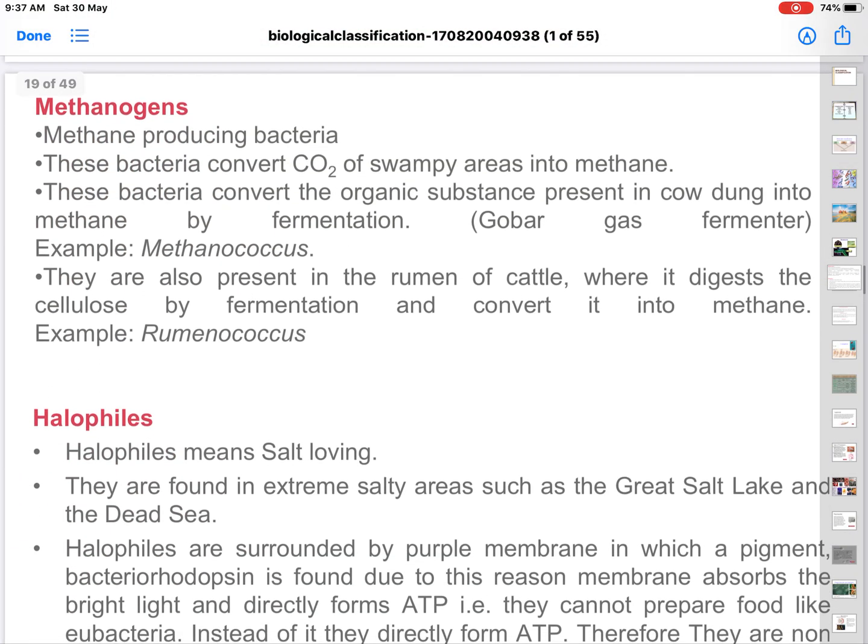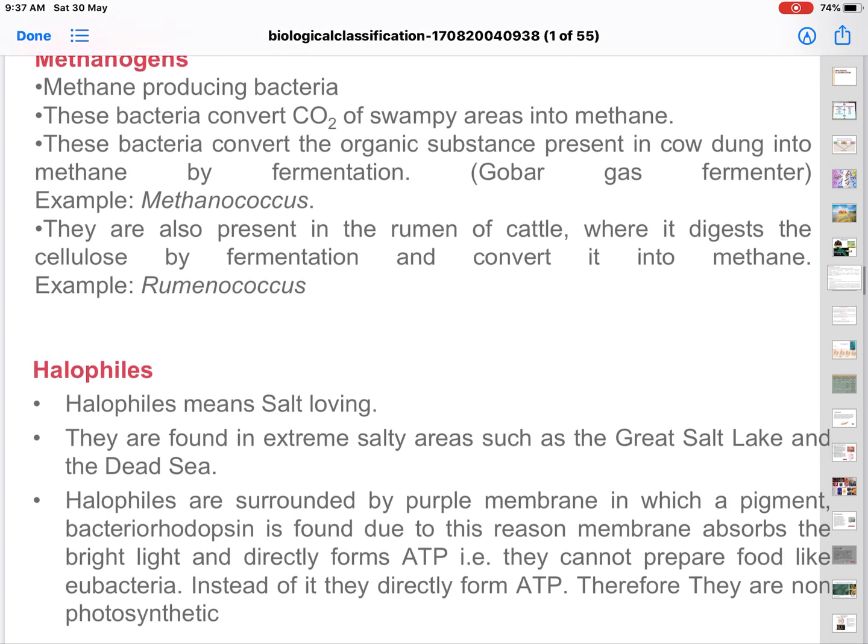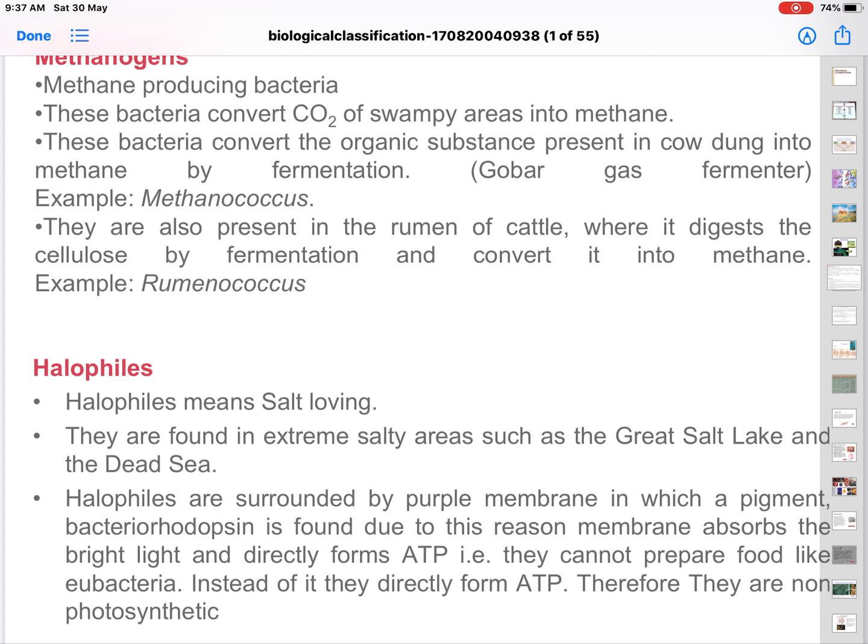As the name suggests, methanogens are the bacteria which undergo anaerobic respiration. These bacteria produce a gas called methane. So we say methanogens are methane producing bacteria. These bacteria convert carbon dioxide of swampy areas into methane.